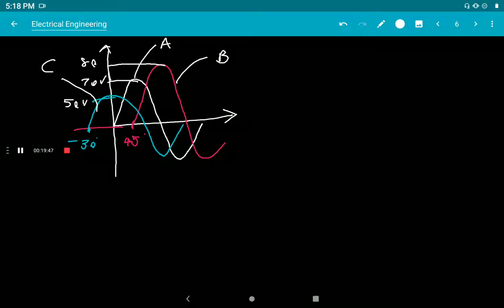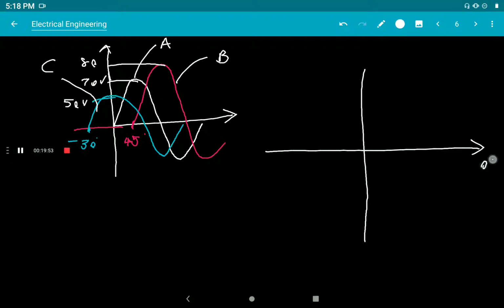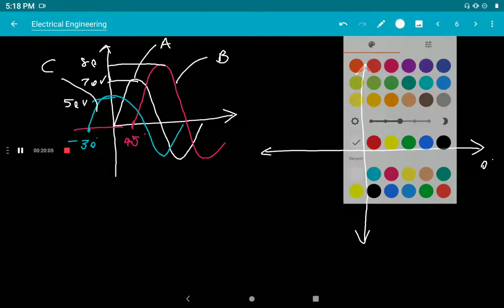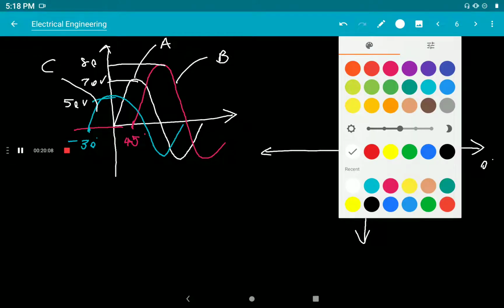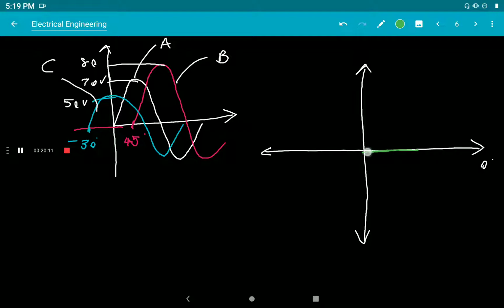Okay, so I'm going to represent this on a phasor diagram. First, we are going to represent A, vector A. How can we represent vector A? A is in phase with the reference wave. So we can draw the vector in another color. So this will be your vector A, and what is the magnitude? It is 70. So represent the 70 volt with respect to that magnitude, and A is in phase with the reference wave.